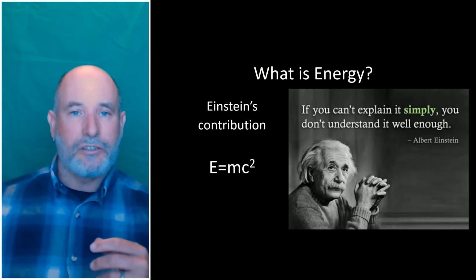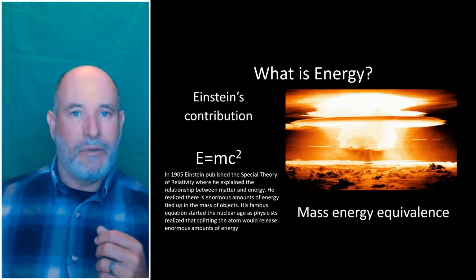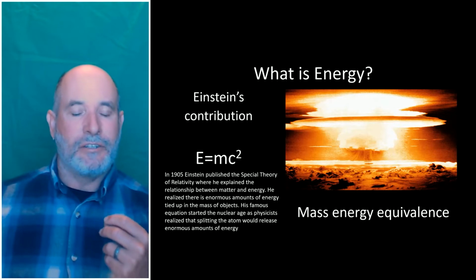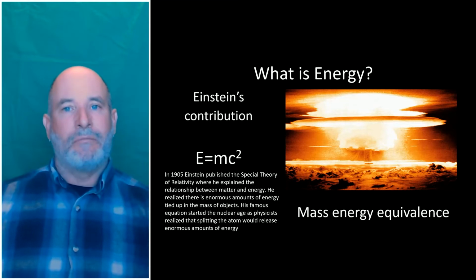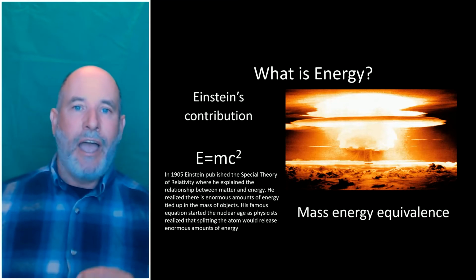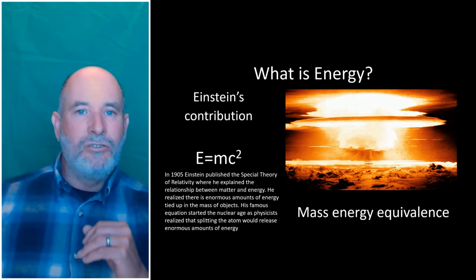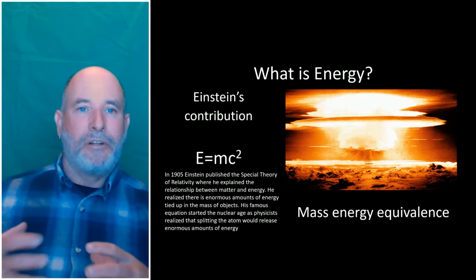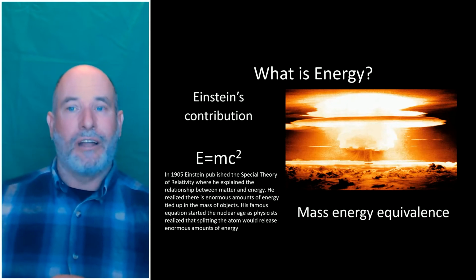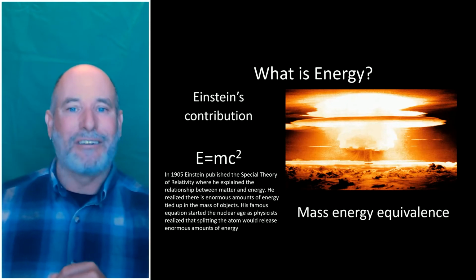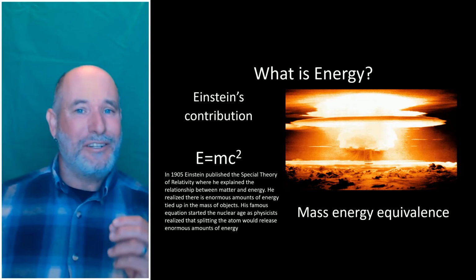And this revelation did several things. One of them, it brought in the atomic age, because scientists realized that there was an enormous amount of energy tied up in the mass of objects. And if you could split an atom, you could release enormous amounts of energy. In fact, that's exactly what a nuclear bomb does. It releases enormous amounts of energy by splitting the atom and converting some of the mass to energy. In that bomb explosion right there, approximately 1 gram of matter is turned into pure energy. So there is an enormous amount of it.